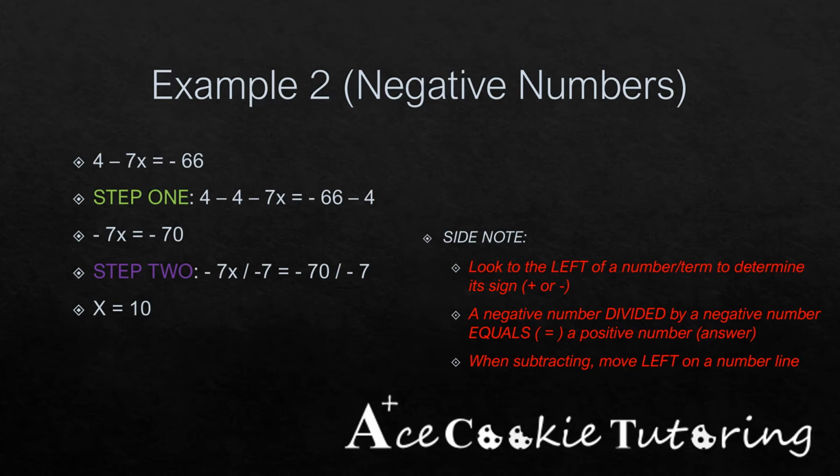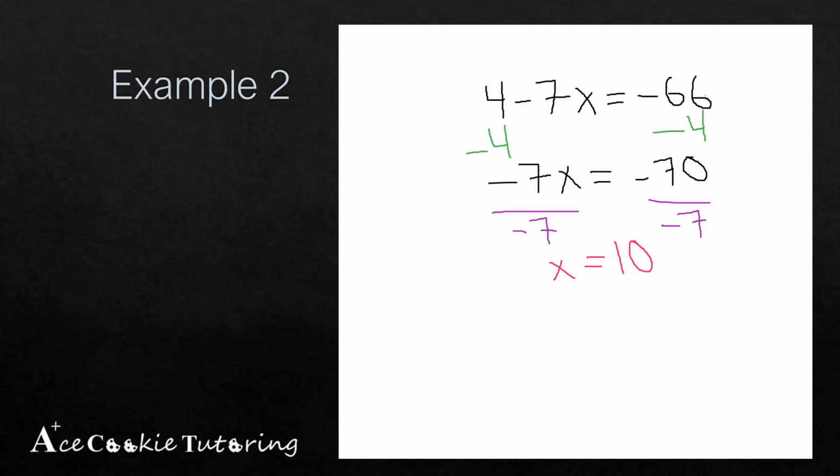And again, if you struggle with dividing negative numbers, then you might need to get a calculator, or you need to remember when I divide a negative by a negative, it gives me a positive. Okay, so negative divided by negative gives me a positive. Now on this screen, we have everything all together. So I have the green for minus 4 on both sides, and then I've got the purple of minus 7. So I'm dividing by negative 7 on both sides to give me that answer of x equals 10.